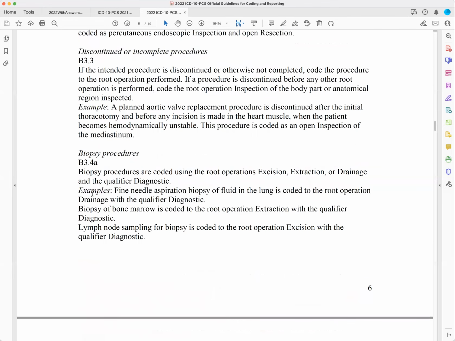Our next guideline is on biopsy procedures, and this basically tells you that anytime you have a biopsy, your qualifier value is going to be diagnostic. And this applies to excision, extraction, or drainage. The qualifier is going to be diagnostic. So a fine needle aspiration of fluid in the lung, they're going to send that fluid over to pathology to try and determine what the diagnosis is. So your qualifier value is going to be diagnostic.